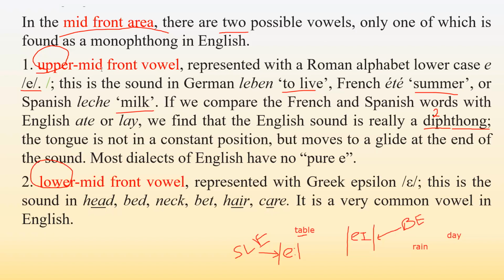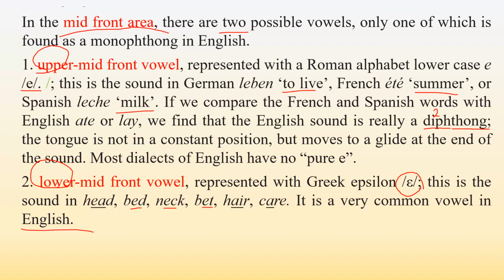So that is about the upper mid front vowel. That is the sound we are talking about. And the second category: the lower mid front vowel. This is represented with the Greek epsilon. This is the symbol. This is the sound in head, bed, neck. Certain words are not underlined, right? Here, care. It's a very common vowel in English.